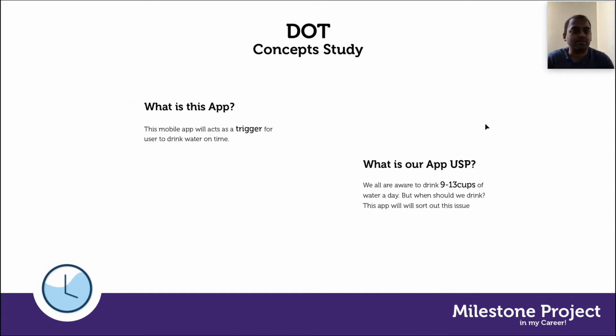So first, concept study. What is this app and what is our app USP? These two questions were on my mind. What is the app I have decided, because that is the starting point of this mobile app creation. This mobile app is Drink DOT, drink water on time. This mobile app will act as a trigger which will enable the user to drink water on time. That is this app, as simple as that.